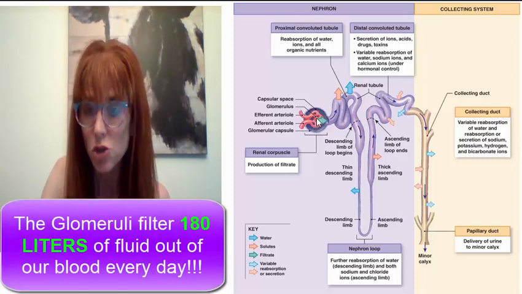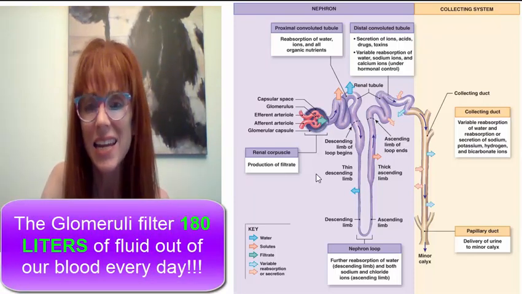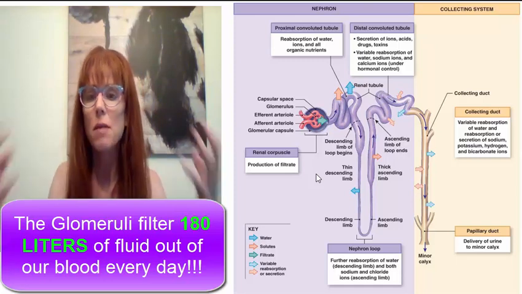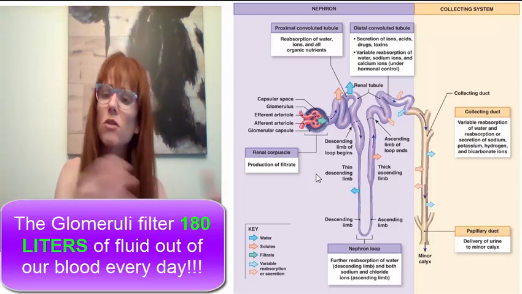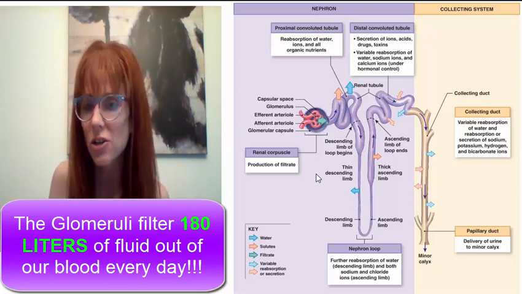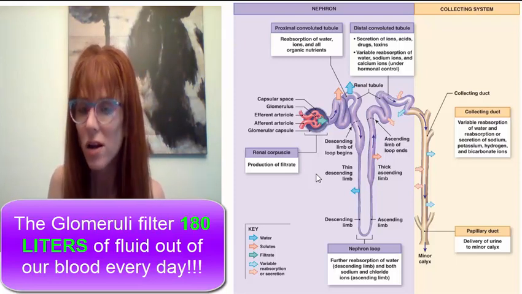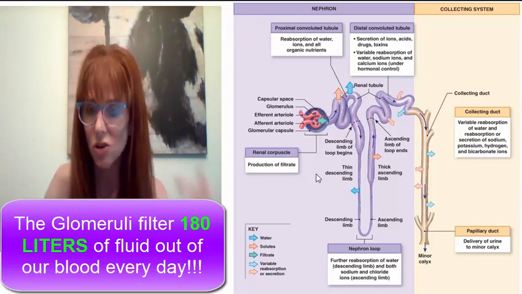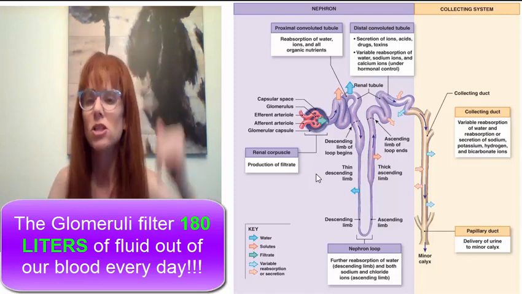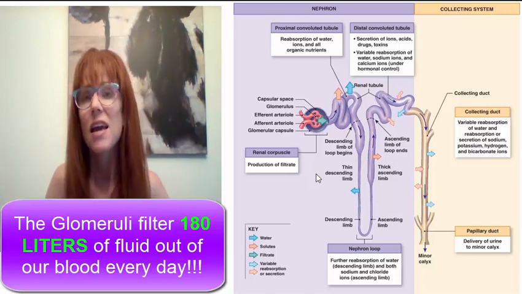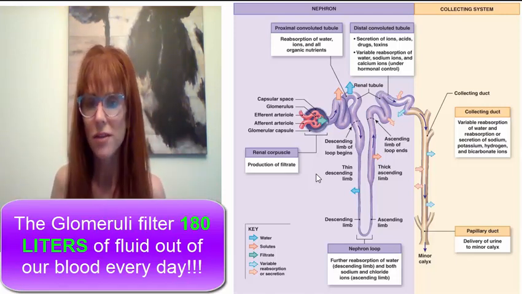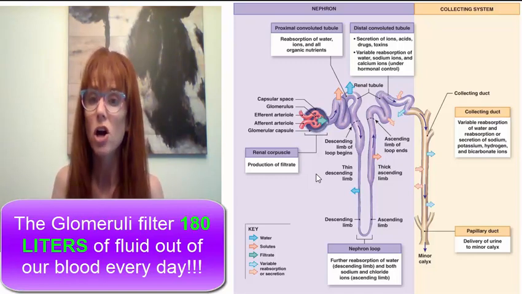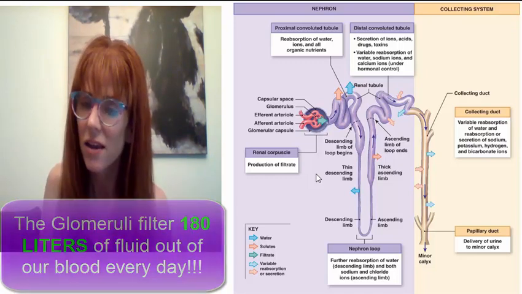On average, we filter 180 liters of substances, including water, out of our blood every single day. So think about that, 180 liters. You know how big a liter bottle is. Multiply that by 180. That's how much our kidneys are working. That's how much we're filtering from our blood on a daily basis, okay?